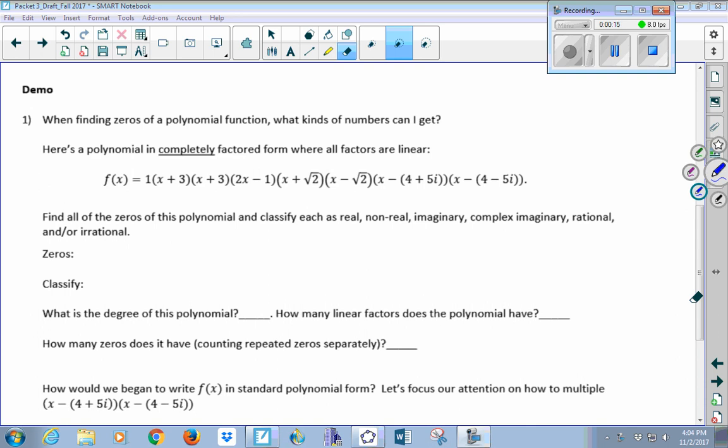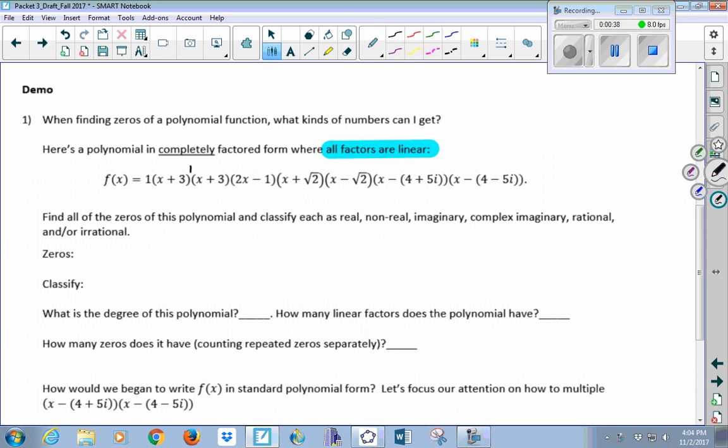When finding zeros of a polynomial function, what kind of numbers can I get? Well, let's take a look at a really long polynomial function in completely factored form where all your factors are linear. Let's quickly review what that means. All factors are linear. That means that the actual power that each of these factors is raised to, each one, is 1. So that's what it means to be linear.